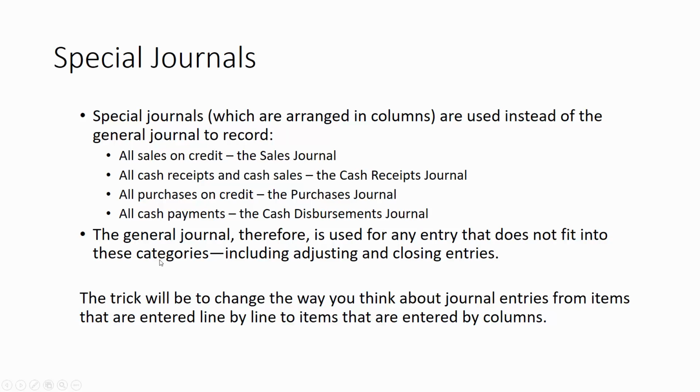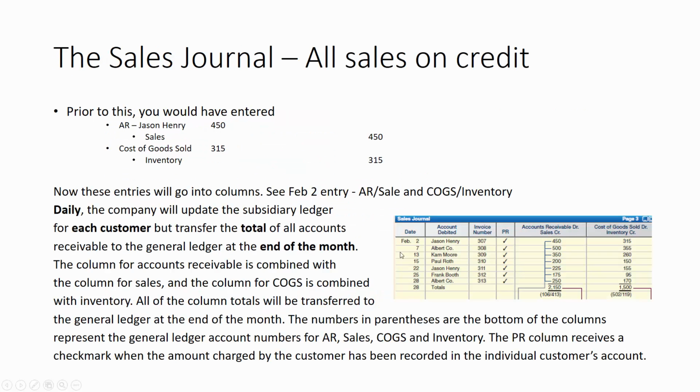Now, what do we use the general journal for then? Well, we use it for any entry that does not fit into these categories, including all of your adjusting and closing entries. The trick will be to change the way you think about journal entries from items that are entered line by line to items that are entered by columns. So let's see what these look like.